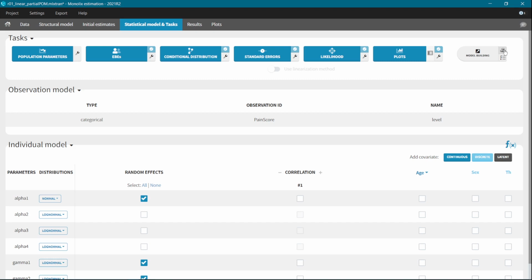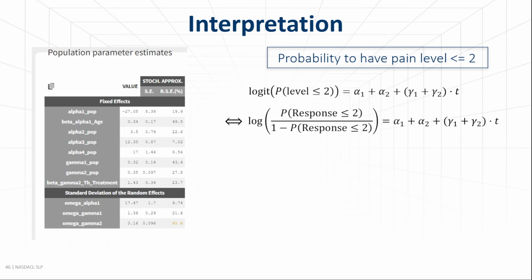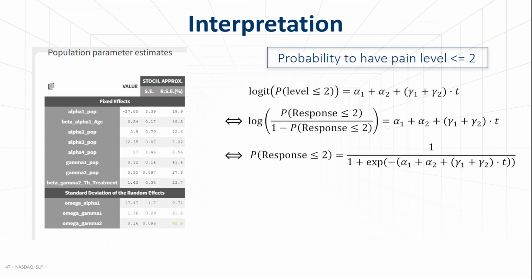So, using modeling, we answered that the treatment has an effect on the pain level. Now, with the parameters estimated by Monolix, we can quantify this answer. For instance, we can calculate the probability of different pain levels with and without treatment. So let's calculate the probability of having a pain level lower or equal to 2 after 2 weeks. From the model, we have this relation for the logit of the probability to have pain level 2 or below. After transforming the logit function, we obtain this formula, and it is equivalent to this one.